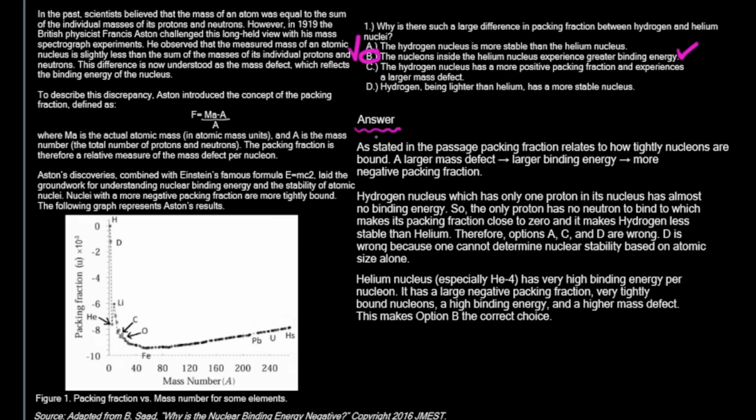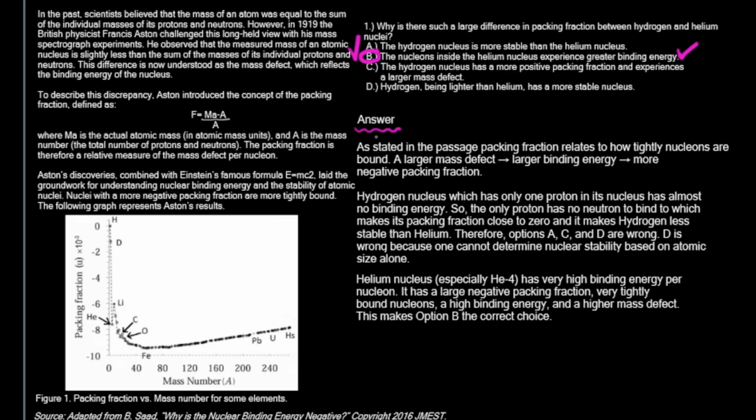As stated in the passage, packing fraction relates to how tightly nucleons are bound. The hydrogen nucleus, which only has one proton, has almost no binding energy. The only proton has no neutron to bind to, which makes its packing fraction close to zero, and it makes hydrogen less stable than helium. Therefore, answer choices A, C, and D are all false.